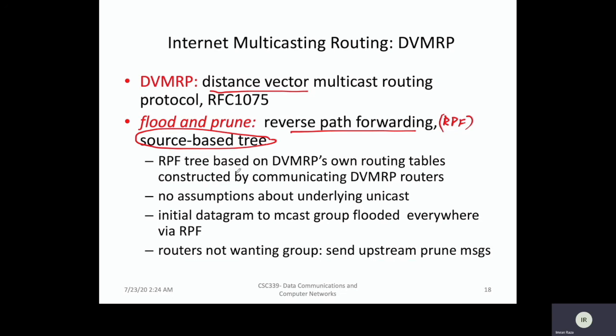So reverse path forwarding is based on distance vector's own routing tables constructed by communicating with the distance vector multicast routing protocol. So there are no assumptions about the underlying unicast routing algorithms. Why? Because it makes use of, yes, you're right, distance vector routing algorithms, right? So routers that are not willing to be part of the group, because there are no multicast group members attached, can always send this prune message.